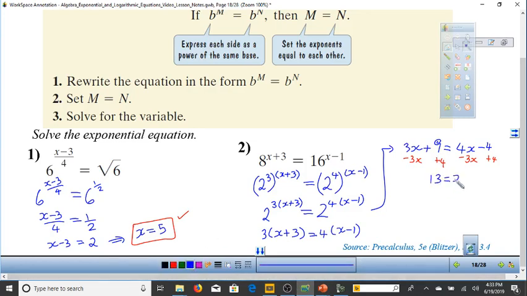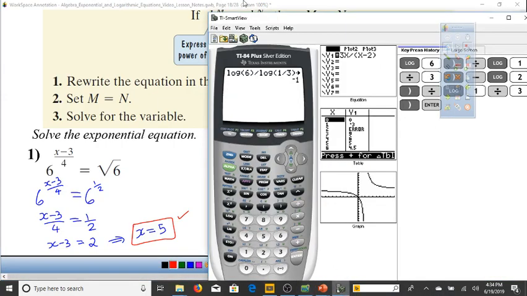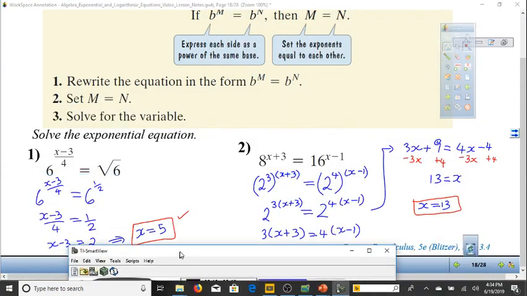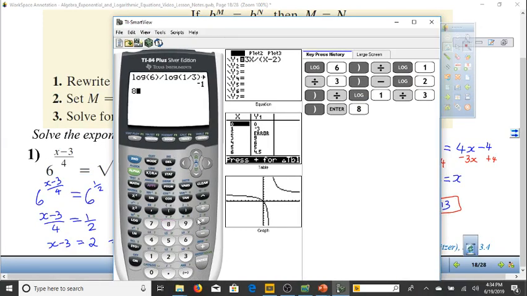And we can always check these. They may give us somewhat big numbers here. I plug in 13 for x here. I get 13 plus 3 is 16. 8 to the 16 is equal to 16 to the 12. So let's check those both. Hopefully the calculator can hold all the answers. So 8 to the power 16 is a pretty large number, and 16 to the power 12.